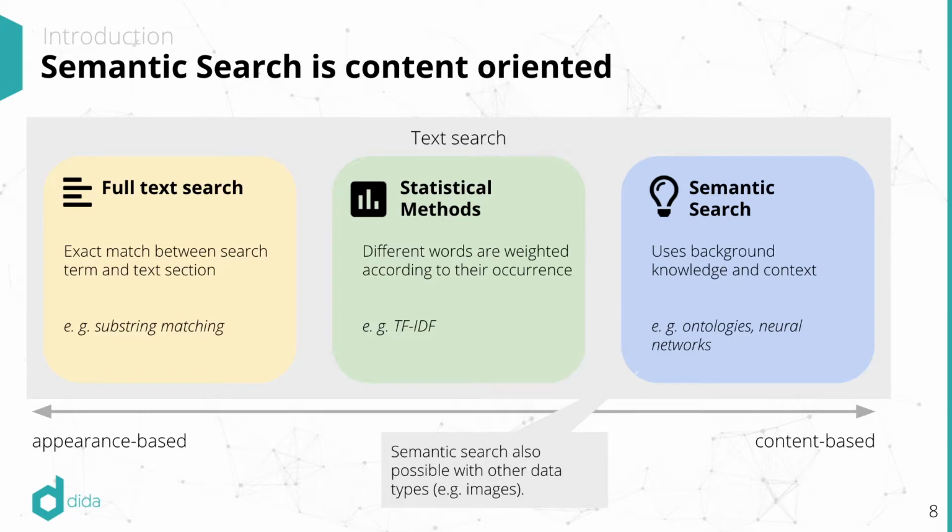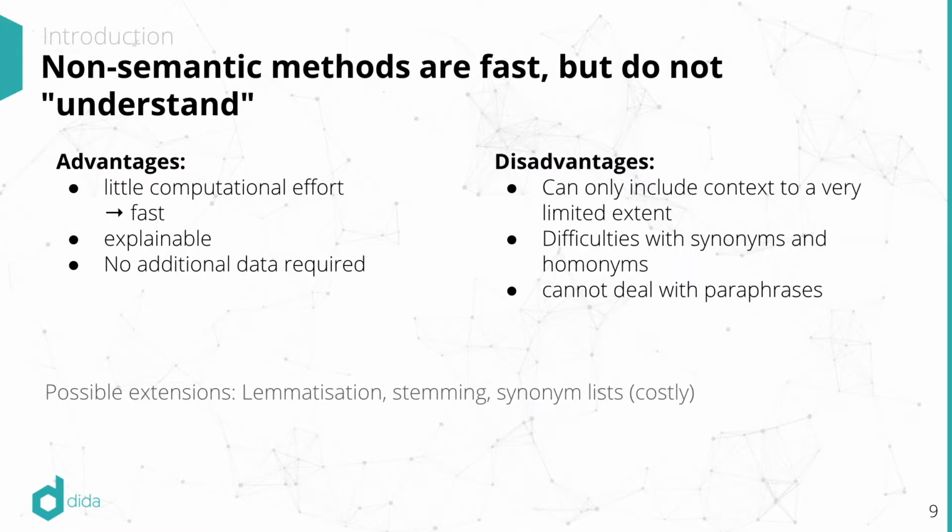So if there are so many different ways to do text search, one could ask, why is semantic search so interesting? And the slightly exaggerated answer to that could be, non-semantic methods are fast, but do not understand. So non-semantic methods have a few advantages. They need usually very little computational effort, meaning that they are fast. They are usually based on understandable fixed rules, which means that their results are explainable. And quite often they also don't need any additional data to be deployed.